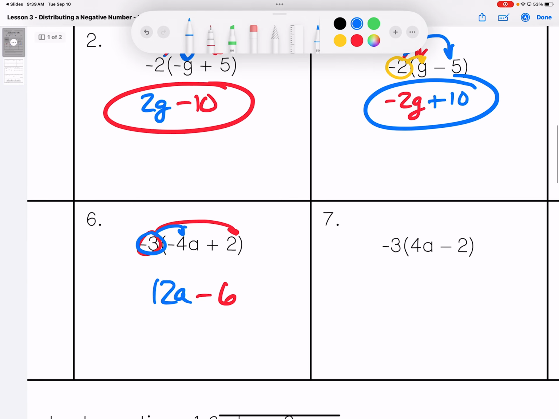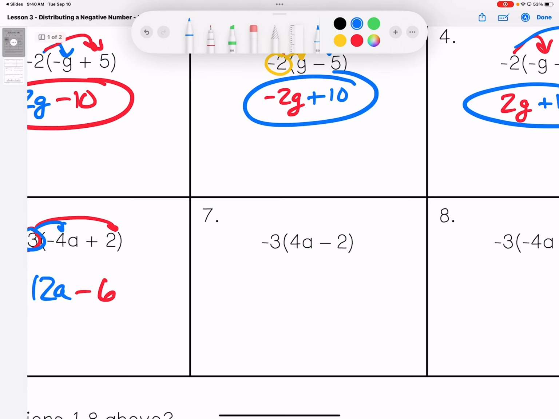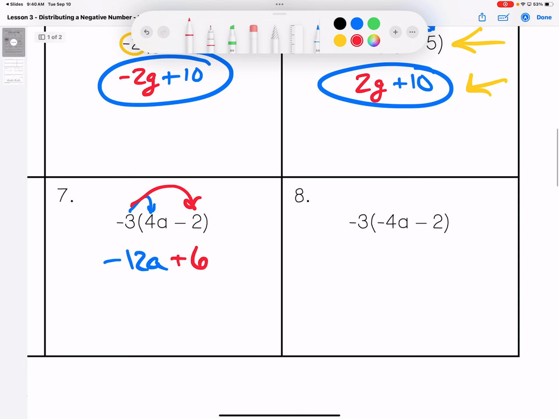Okay. Negative 3 times a positive 4 is negative 12a. Negative 3 times a negative 2 is a positive 6. Down here, negative 3 times a negative 4 is a positive 12a. Negative 3 times a negative 2 is a positive 6.